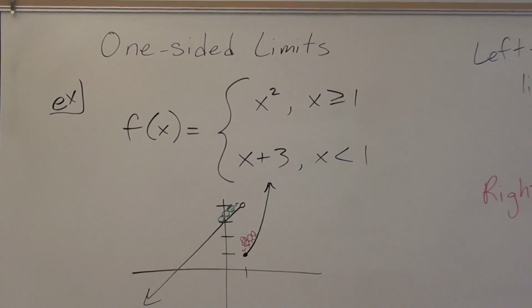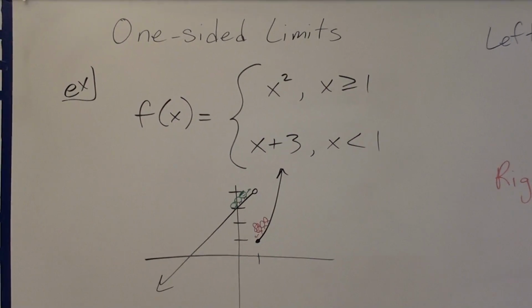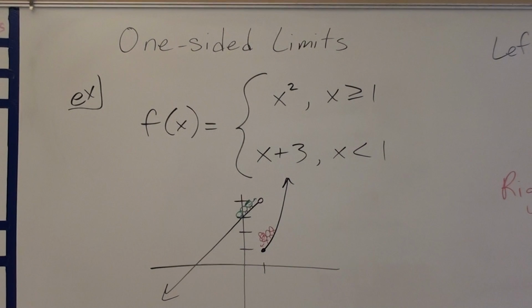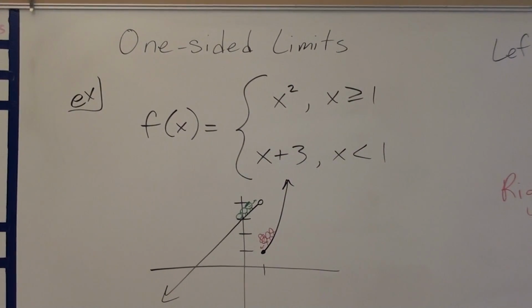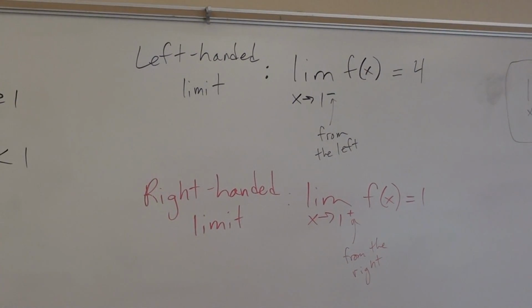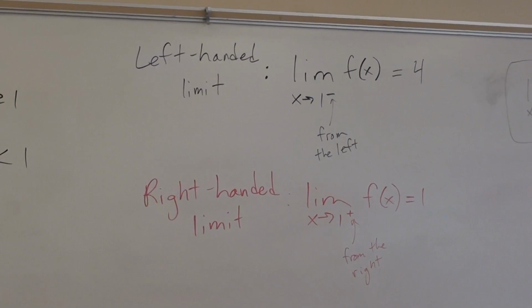Okay, so just for video, we're talking about one-sided limits. We did a quick graph of a piecewise function, and we showed the limit from the left was 4, the limit from the right was 1, and we wrote notation. Left-handed limit, its limit as x approaches 1 with an exponent of a negative sign. Right-handed limit is limit as x approaches 1 with an exponent of a positive sign.